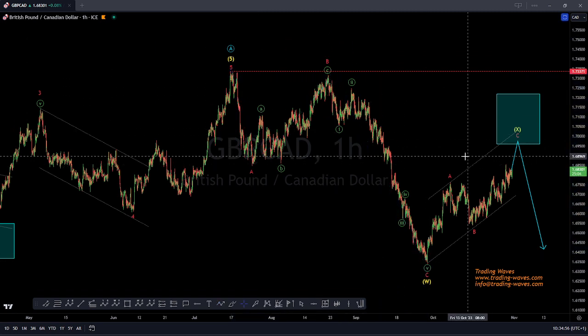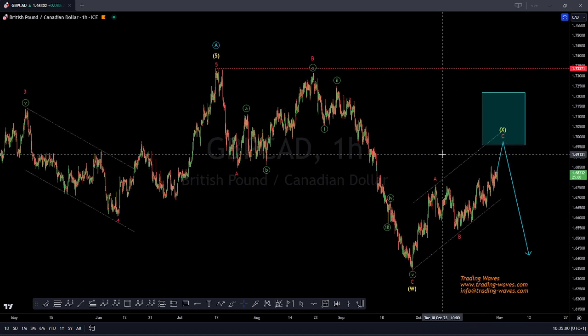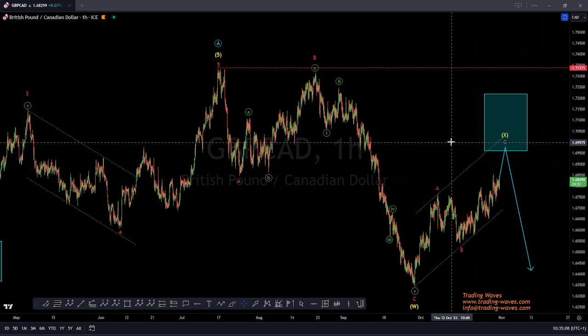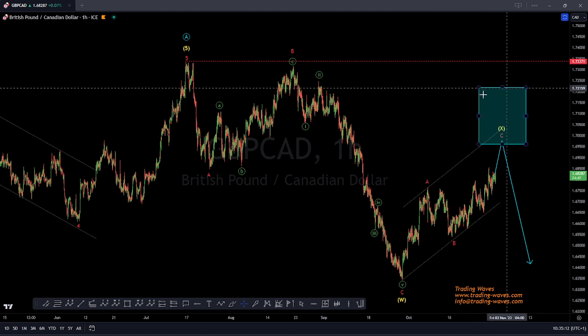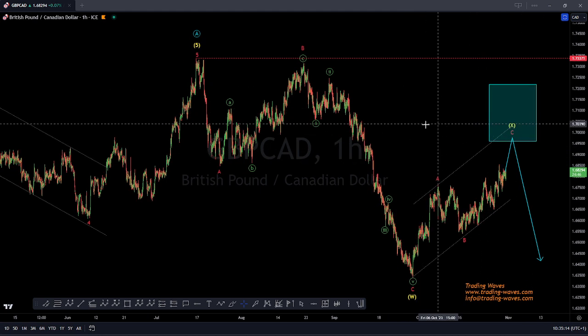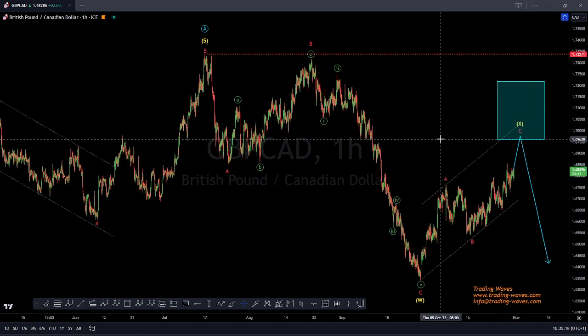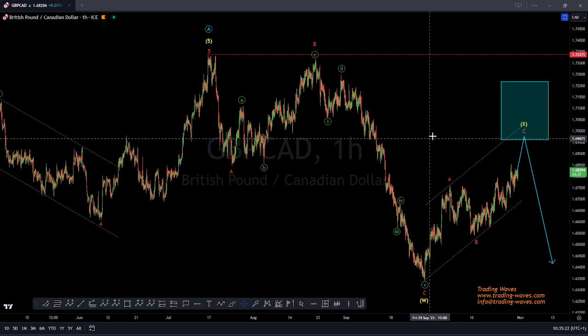Now I do believe that this must pull back. Now we know these corrective structures, most of the time they tend to terminate at the equal legs or the channels. So I'm expecting that this is going to come somewhere around this area here. Obviously, I've got the blue box that I've mapped here. You know by now that this is one of those strategies where we like to trade when we're having the blue box here.